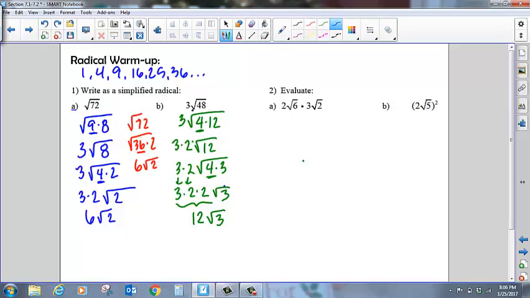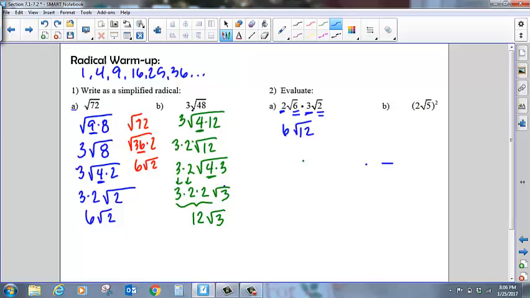Now, when we're asked to multiply or use an exponent when we're working with radicals, we kind of do this the same way. So when we have 2 root 6 times 3 root 2, all you're going to do is multiply the outsides together, so that's going to give you 6. And then you're going to multiply the insides together, so that's going to give you 12. So we right now have 6 root 12.